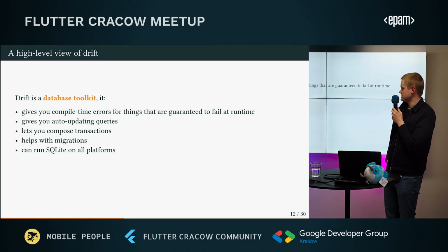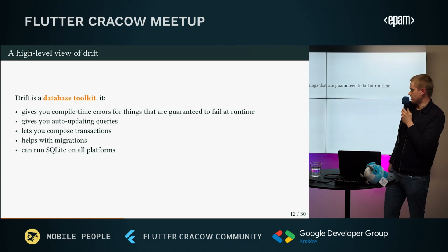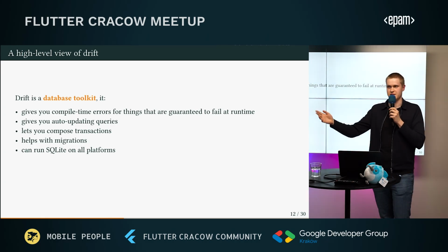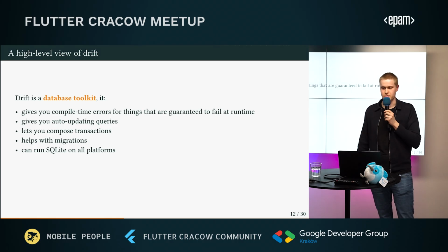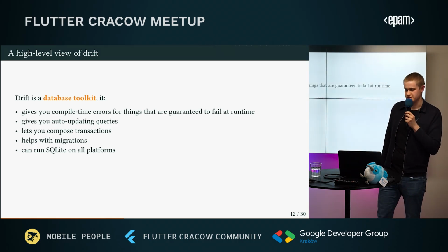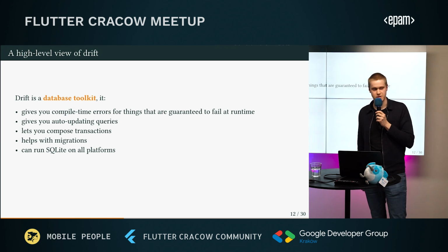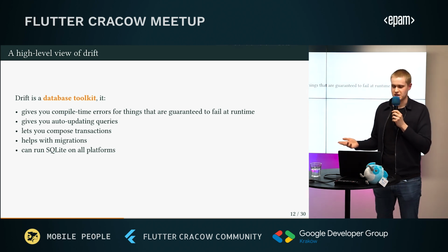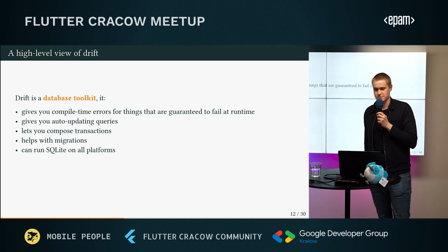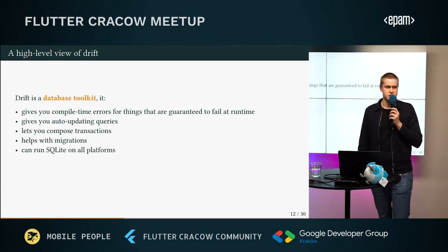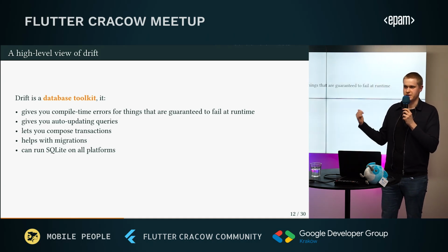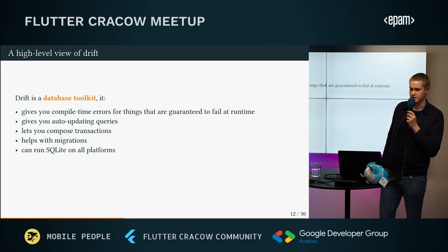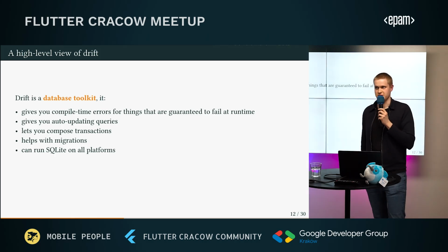Some other cool things that I'm going to show you in a minute: it gives you auto-updating queries. If you have any kind of select query, no matter how complicated it is, you can just have Drift run it again and again if any of the affected tables change. That's going to be really cool for state management, and I'll also give you an example for that. Another cool thing about Drift is it lets you compose transactions much more easily. It helps you with migrations, and it has some built-in helpers to make running SQLite on all platforms easier. Like I mentioned, especially for the web, it's a bit tricky, so it has some helpers for that that I'm going to show you.